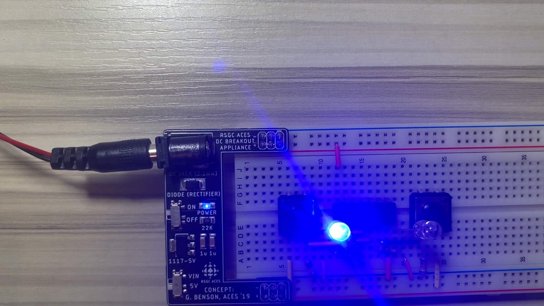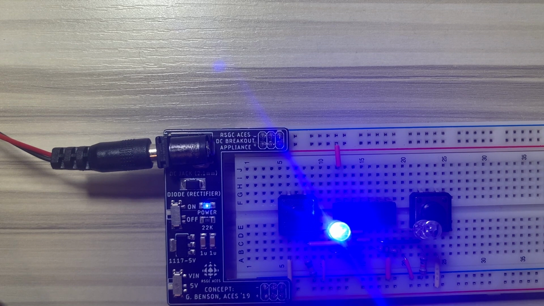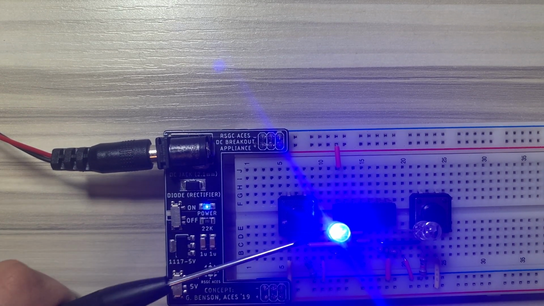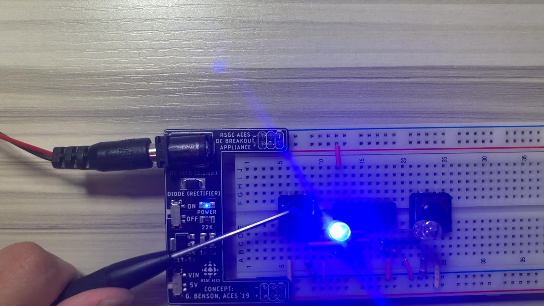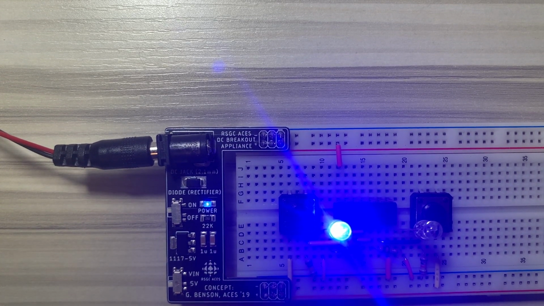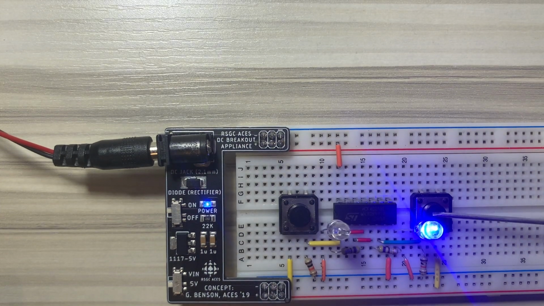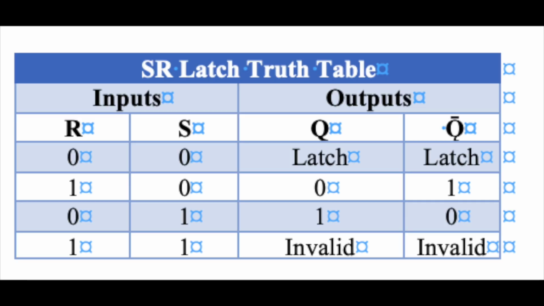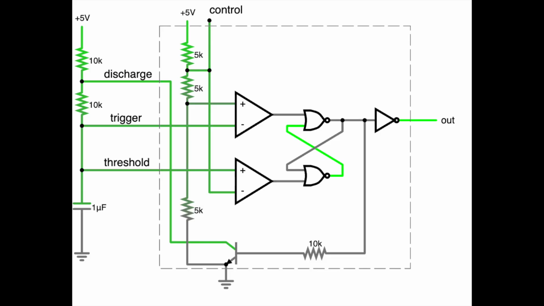This is the SR latch created with NOR gates, and it will latch onto its output until the other input is applied. So if I click on this PBNO, the output will not change, and the LED will stay on. This LED will turn on once this button is pressed. This is a truth table for the SR latch. Following this logic, as the reset pin is high and the set pin is low, Q is low and Q bar is high. The output from Q goes to the inverter, outputting a high. Therefore, the LED turns on.